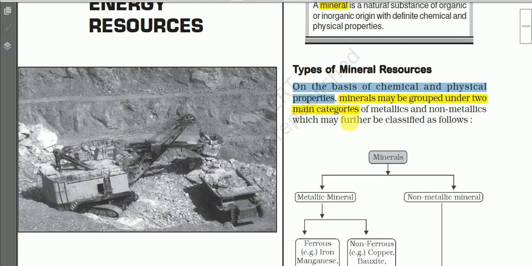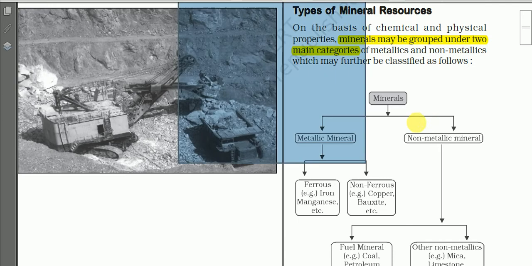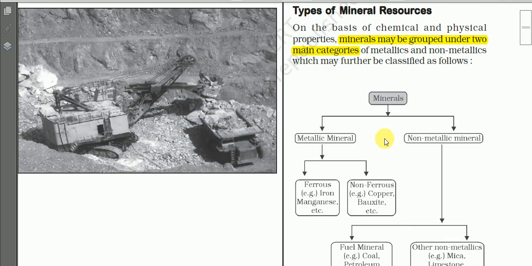So let me repeat. On the basis of chemical and physical properties of minerals, minerals may be grouped, classified into two main categories. Those are metallics and non-metallics. Metallic minerals and non-metallic minerals, which may be further classified as follows. Let us read. So minerals are divided into two types: metallic mineral and non-metallic mineral.